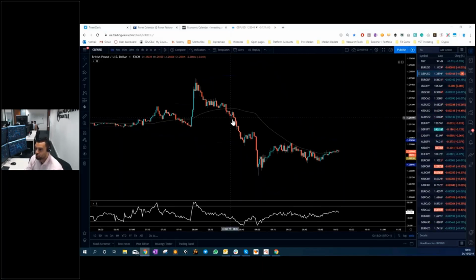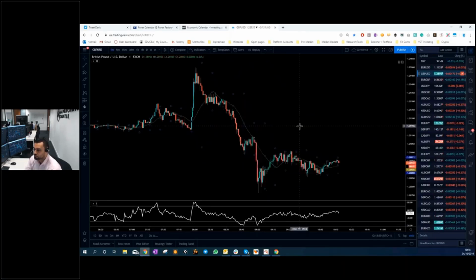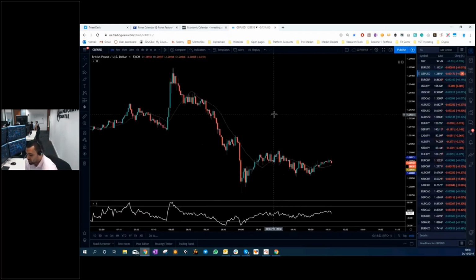Generally, it's set to, let's check the settings on this actually. Okay, so let's change this to 20. The general settings are 20 and 2. So with a 20 period moving average, it's looking at the closing prices of the last 20 candles, adding them up and dividing by 20, which gives you the average of where price should be. In addition to that, we have the upper band and then the lower band.